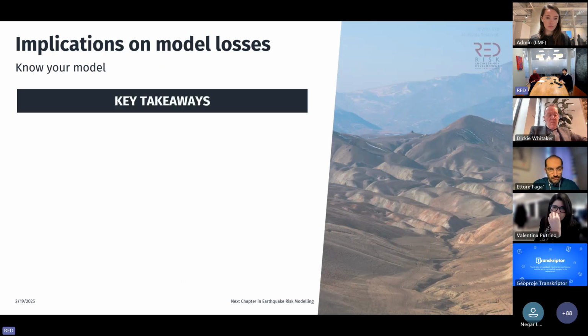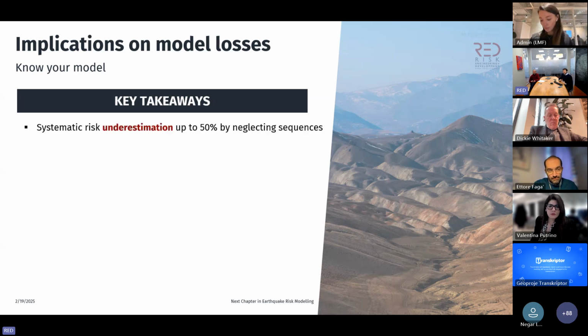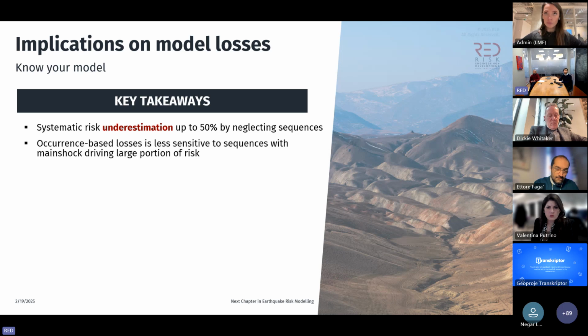To summarize our key observations from these two examples that we just showed, systematic risk underestimation is not flat across the board, and it can be up to 50%, depending on what you're looking at, your summary level, whether you're looking at a certain region or an entire portfolio, or you're looking at average annual loss for pricing or 200-year loss for solvency requirements. The answer is not the same, but underestimation can go up to significant amounts.